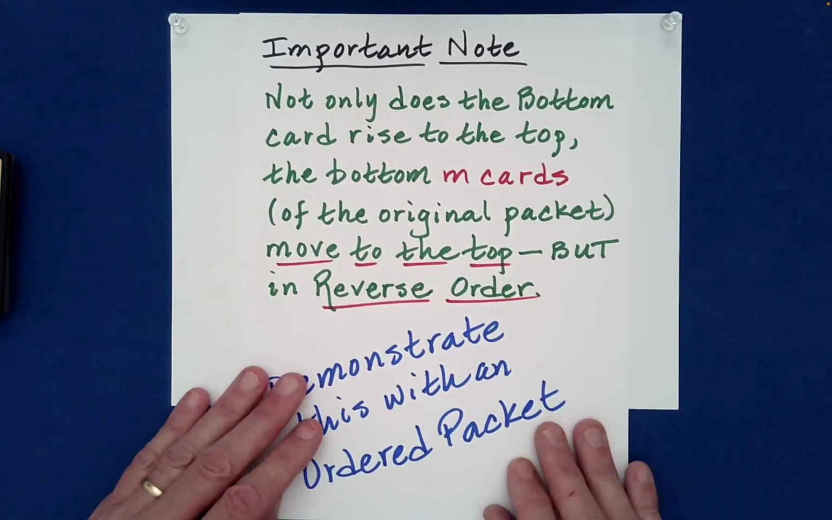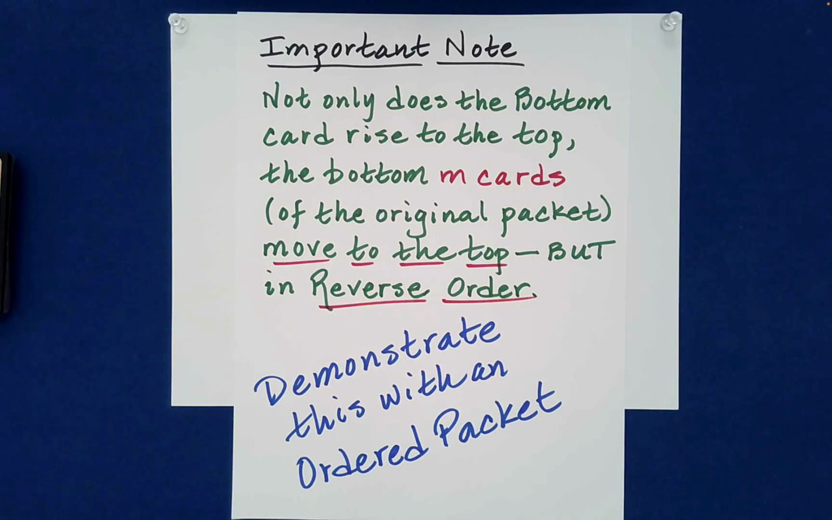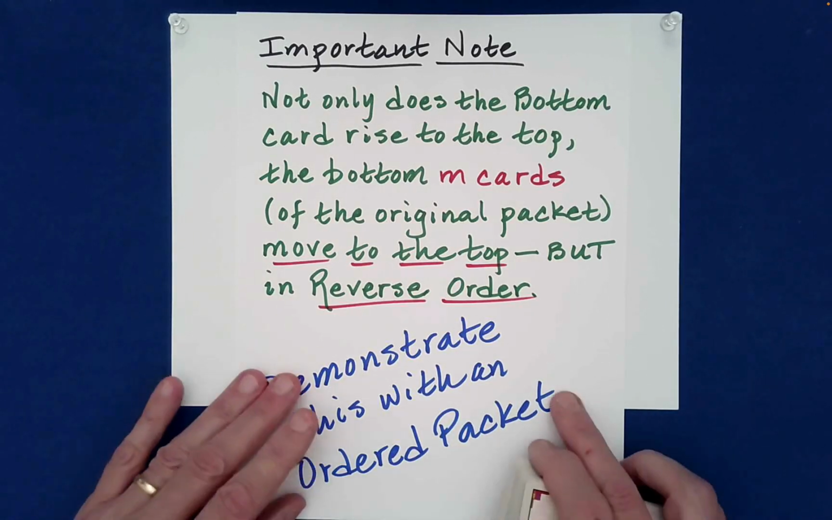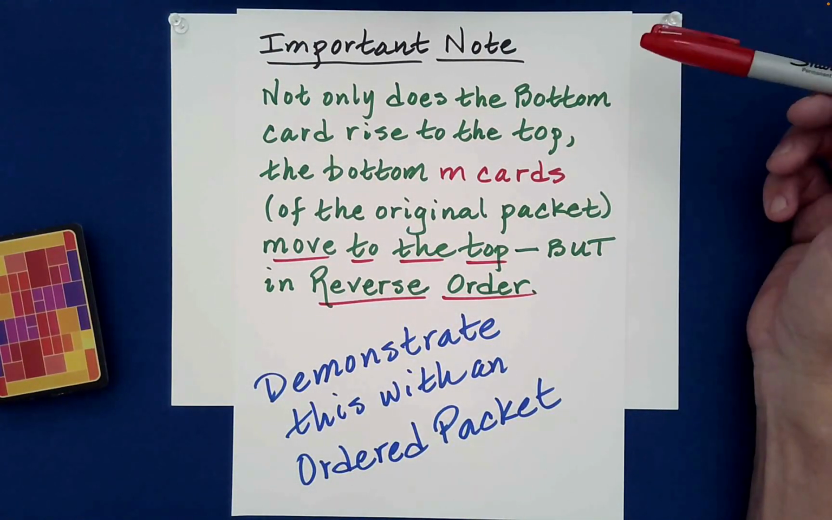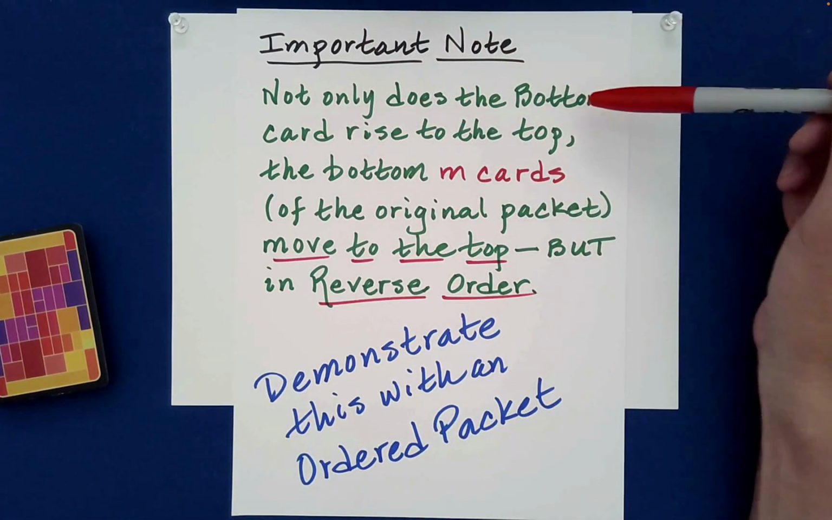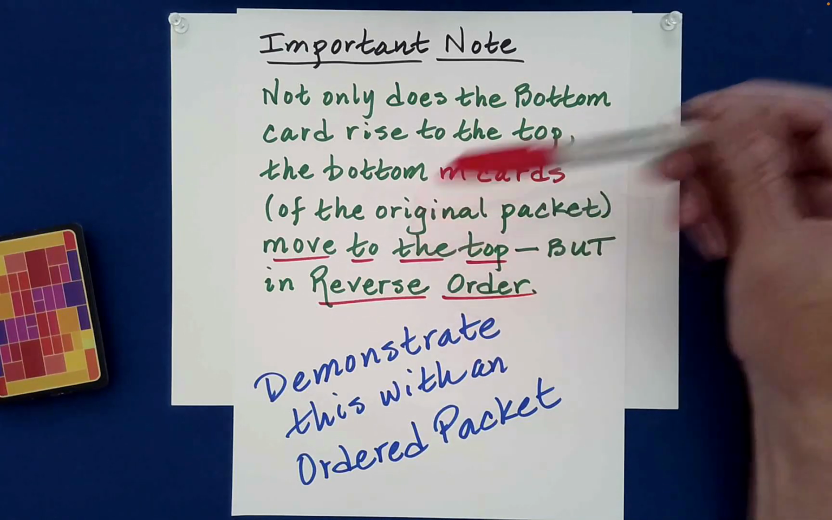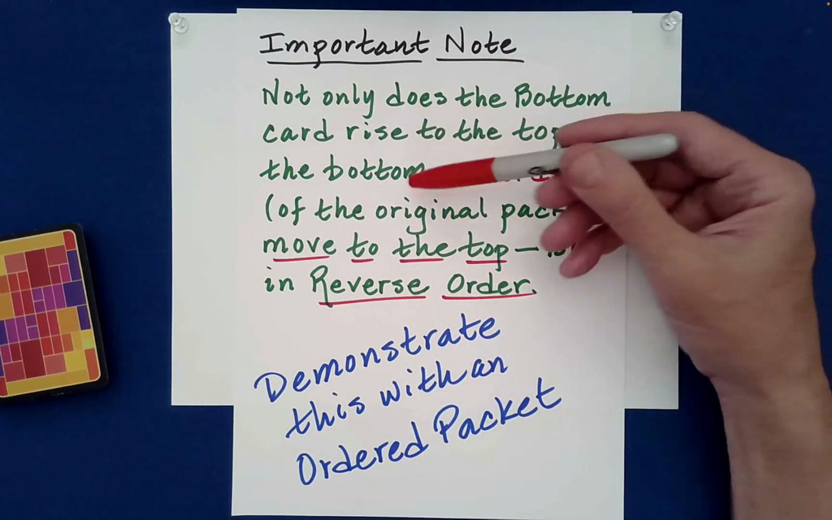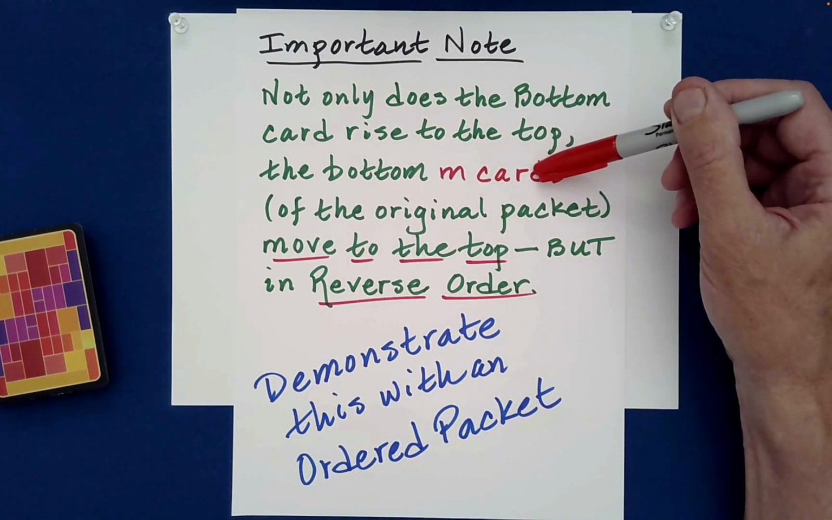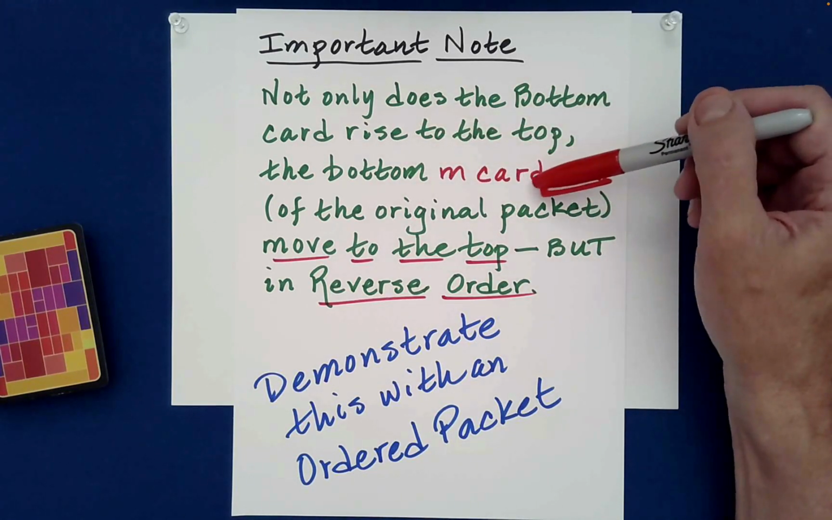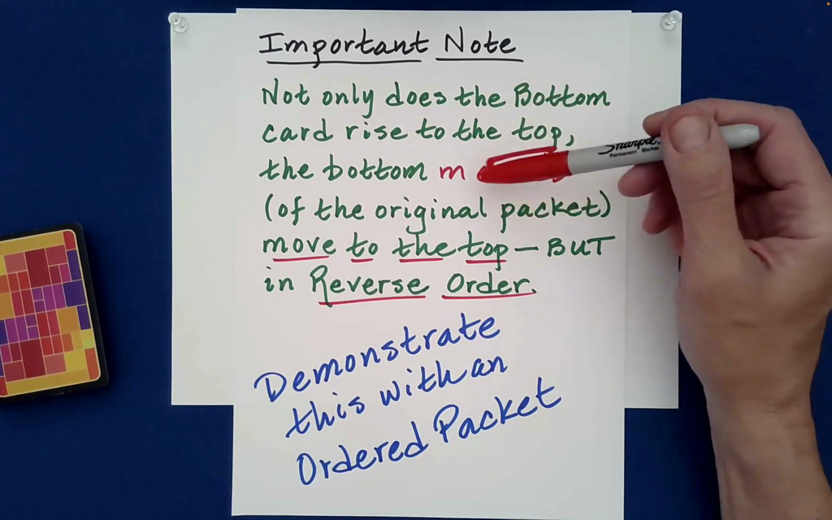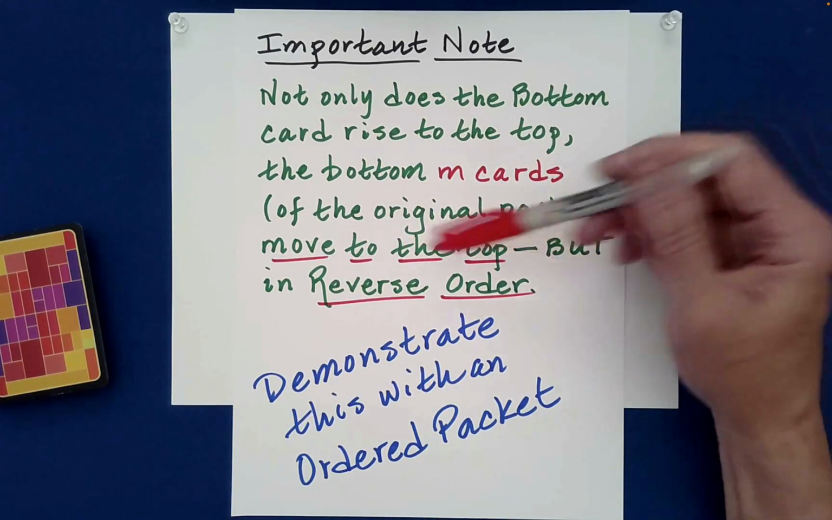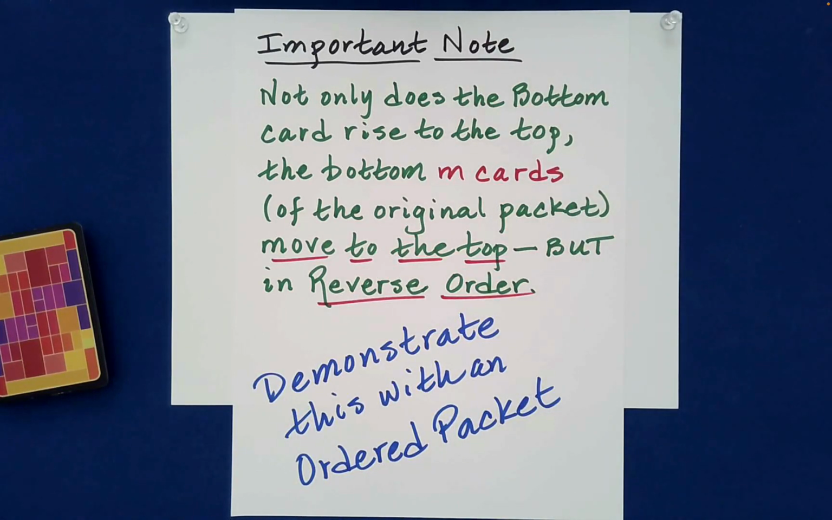So I want to also point out that what we did with the 4 aces goes beyond what we've done so far in this series. I want you to clearly understand that not only does the bottom card rise to the top after the sandwich principle has been applied, the bottom M cards, which is the number of cards coded for the second coding, the bottom M cards of the packet that you're beginning with to perform your triple coding on, those M cards move to the top, but in reverse order. This is really powerful here.